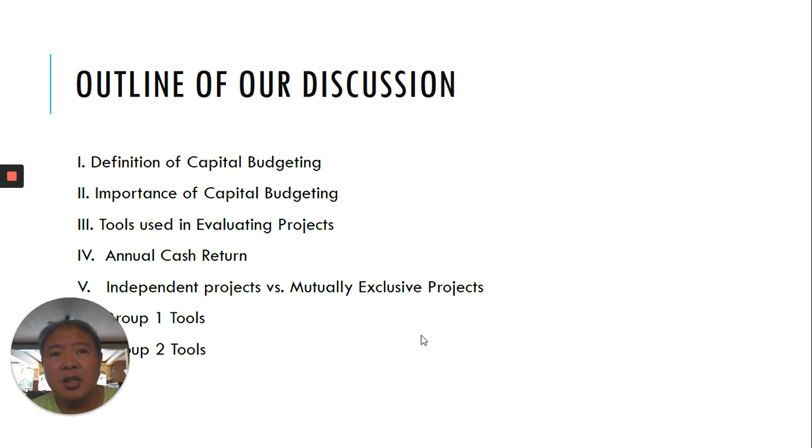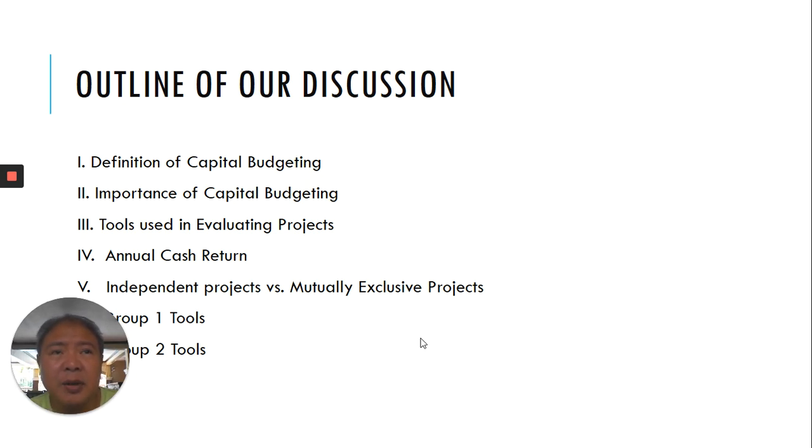Here is a situation wherein the company may have a proposal or proposals, and they're evaluating which one will best benefit the company. So what are the tools that we will use? And then we will discuss the concept of annual cash return. This is a bit different from your net income. And then, of course, we'll discuss the difference between independent projects and mutually exclusive projects.